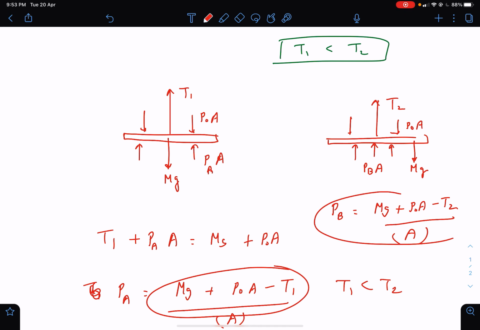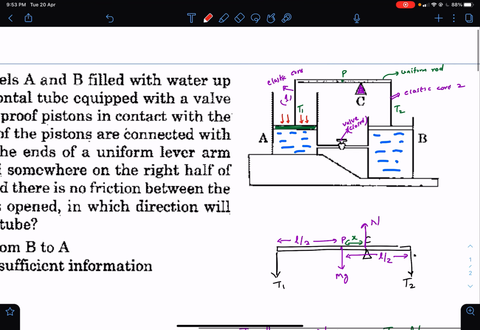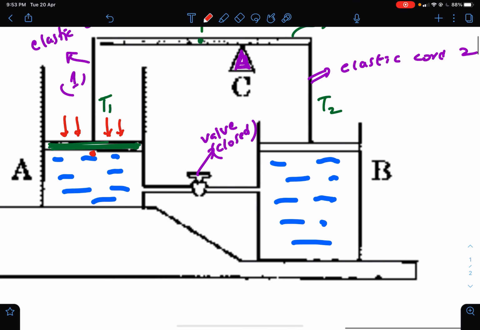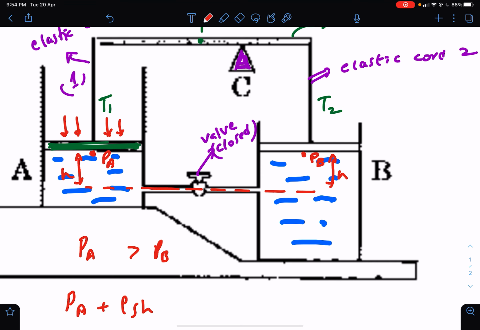If T1 is less than T2, then from the expressions we can understand that PA is greater than PB, which means the pressure at the top of tank A, PA, is greater than PB. Now, if we go down the same distance H, then the pressure increases by the same amount, rho g H. But because PA is greater than PB, PA plus rho g H is greater than PB plus rho g H. And so the pressure at point C is more than the pressure at point D.